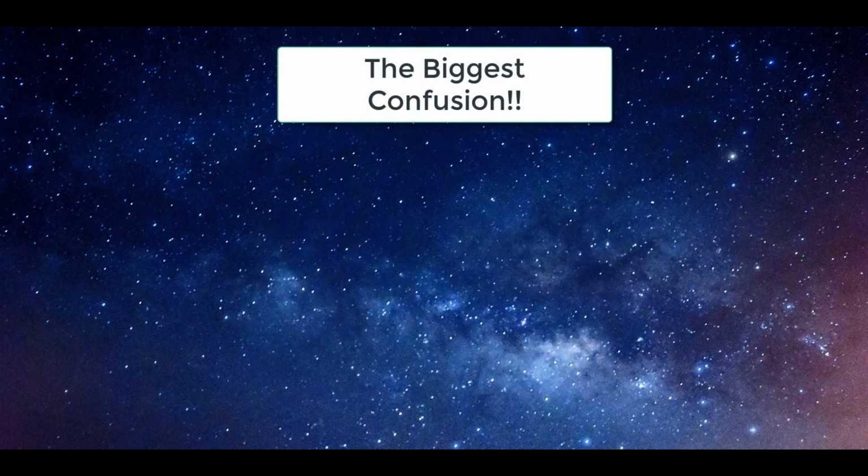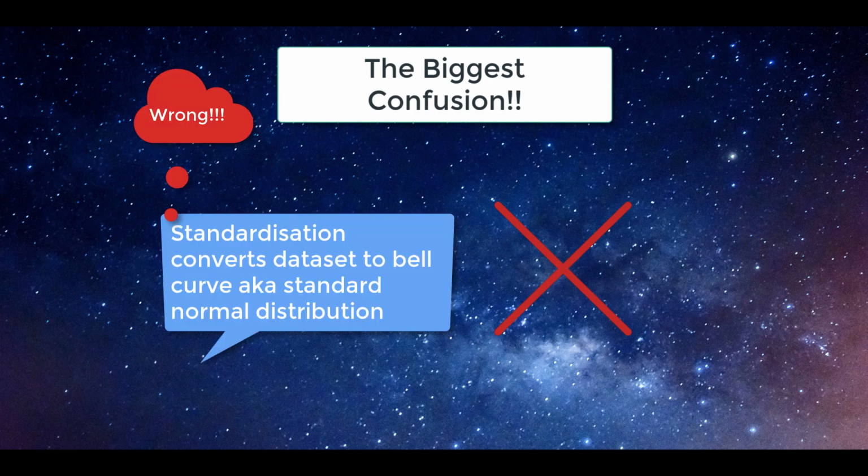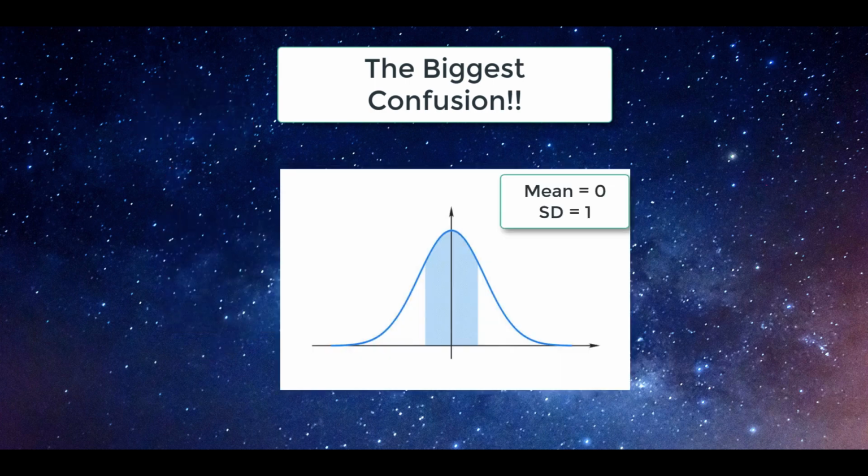Secondly, there is a big misconception that after standardizing your data set, it gets converted into a standard normal distribution. We all know that a standard normal distribution, which is also known as the bell curve, has a mean of 0 and a standard deviation of 1. But just because we rescaled our data set to have a mean of 0 and a standard deviation of 1, it doesn't necessarily convert it into a standard normal distribution or the bell curve.